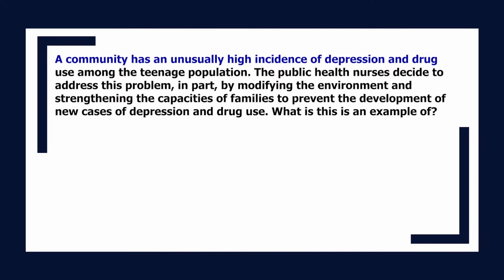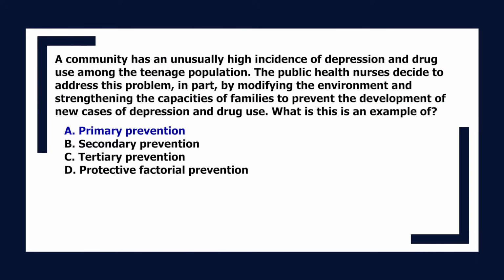A community has an unusually high incidence of depression and drug use among the teenage population. The public health nurses decided to address this problem, in part, by modifying the environment and strengthening the capacities of families to prevent the development of new cases of depression and drug use. What is this an example of? A. Primary prevention. B. Secondary prevention. C. Tertiary prevention. D. Protective factorial prevention.